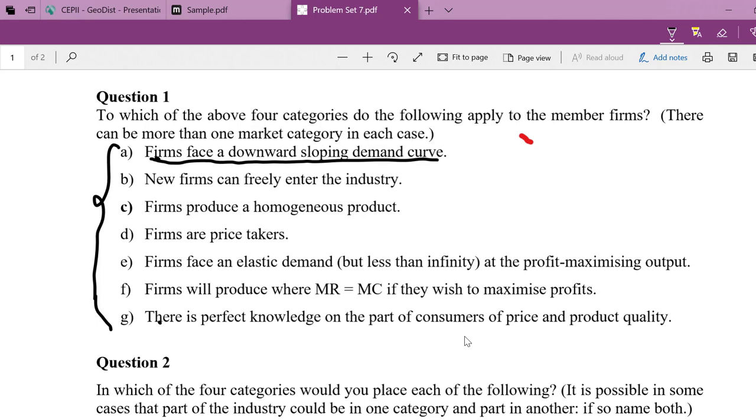Since setup costs are low, it's called free entry to the market. Perfect competition is naturally perfect. It's a fairy tale world. You can set up a firm there and exit anytime, right? So the answer to the second one is new firms can freely enter the industry in perfect competition and monopolistic competition. That's the answer.